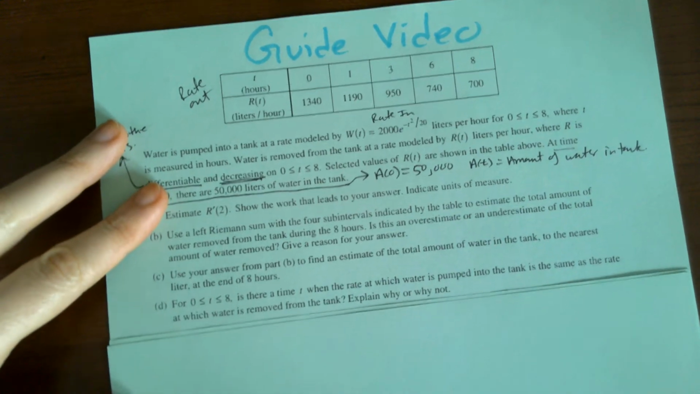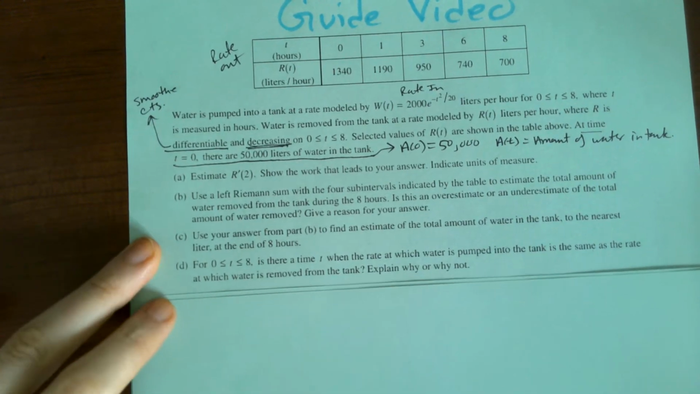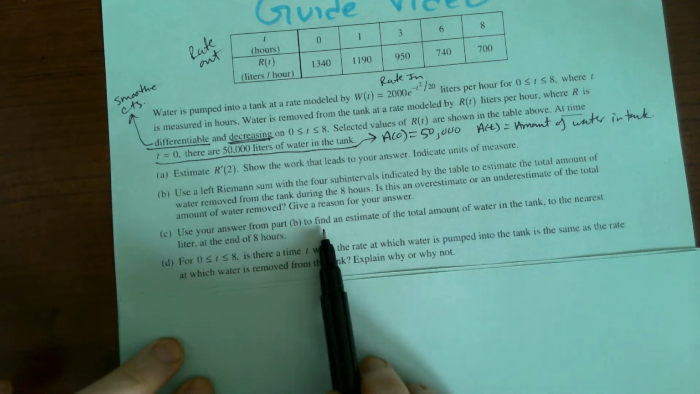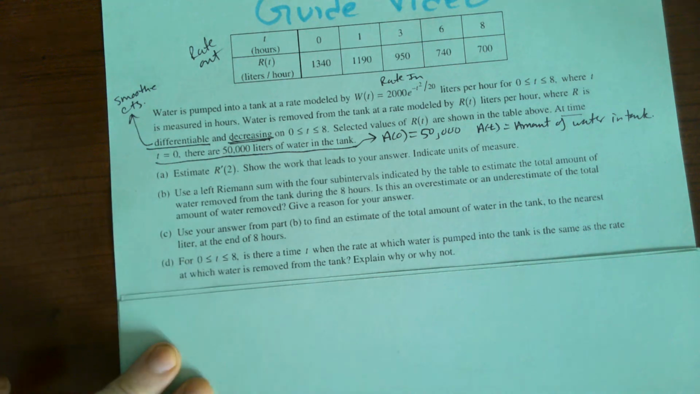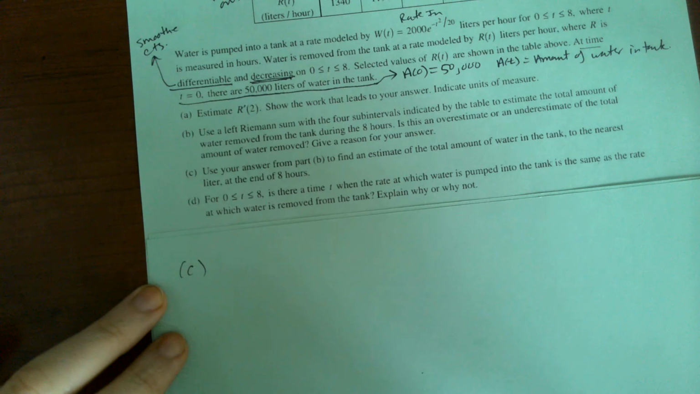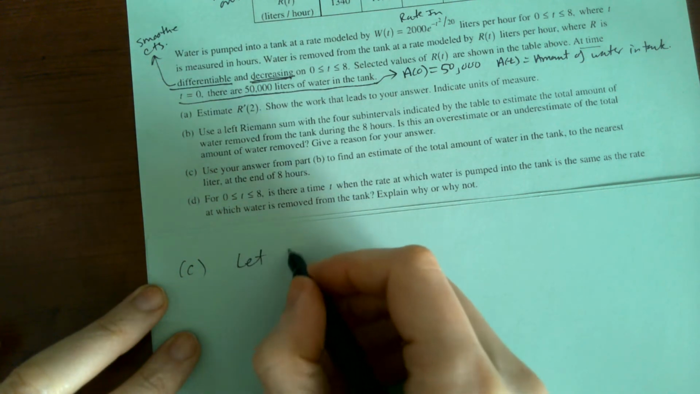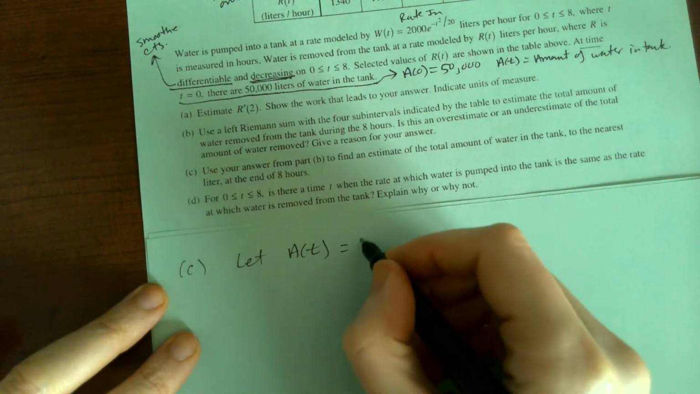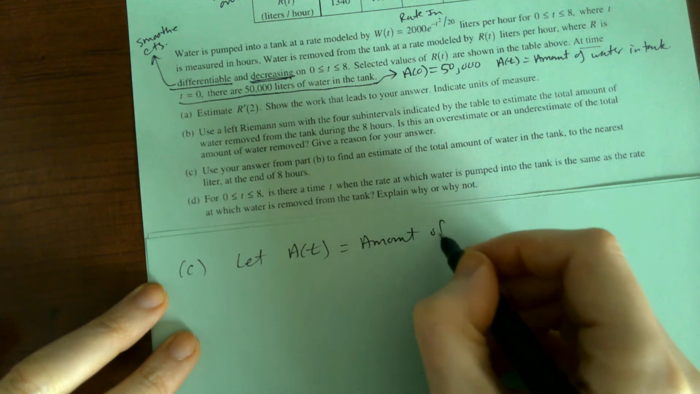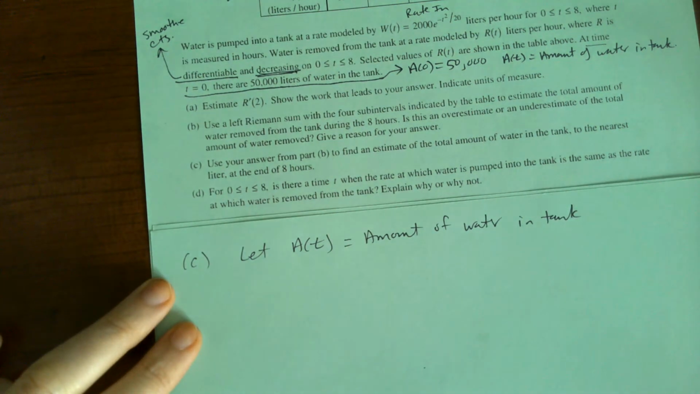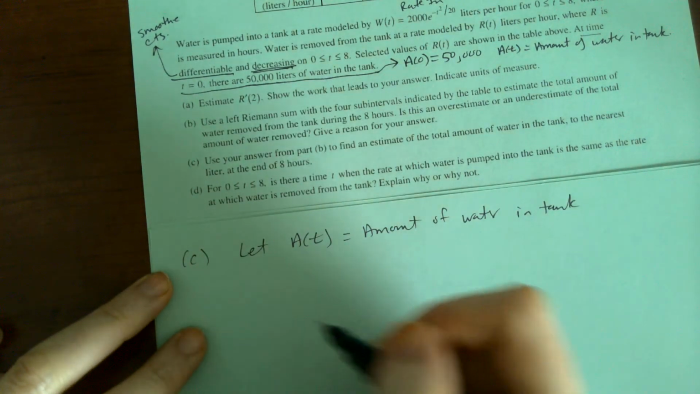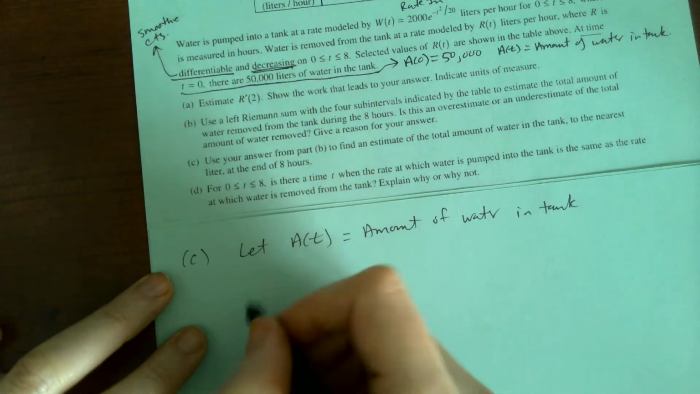Part C. Use your answer from part B to find an estimate of the total amount of water in the tank to the nearest liter at the end of the 8 hours. Okay, so this is part C. And I'm going to say, let A of T equal the amount of water in the tank. And then I've got this antiderivative with an integral formula I can use.